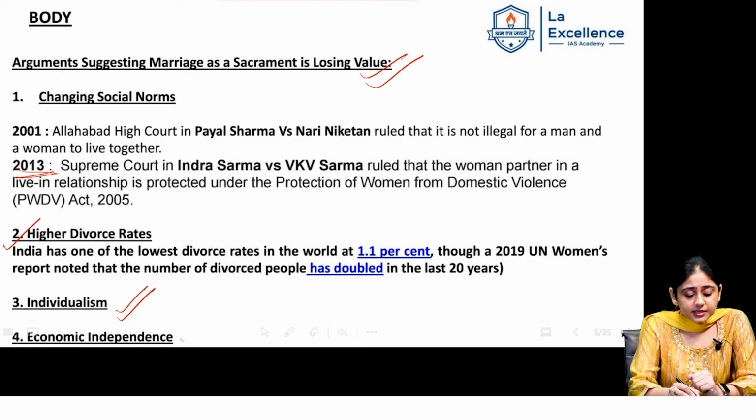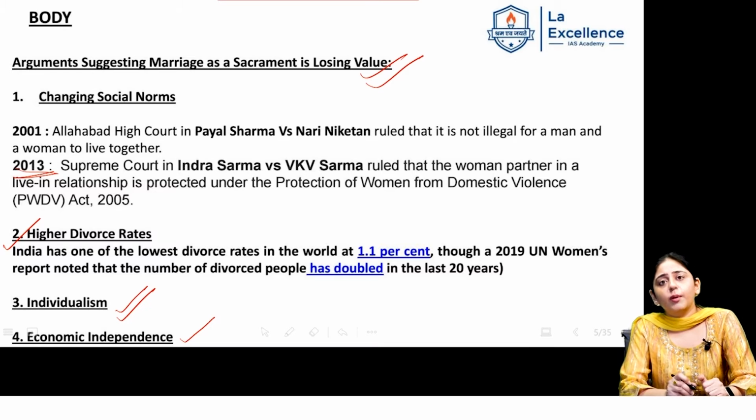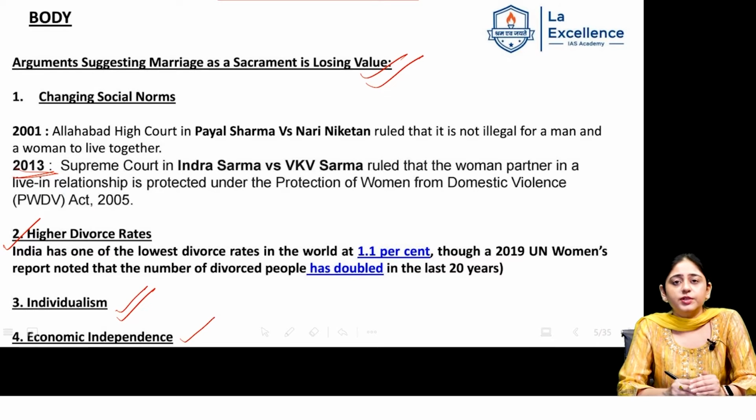Then last is your economic independence. Economic independence is very important when we see it from the women's point of view. In traditional India, it's not that people didn't want to take divorce or that marriages were very fine, they were very good. But one thing was that the women were not financially independent. They were depending upon their husband for money, right? Their education was low, their skills were low, they had not gone out to work.